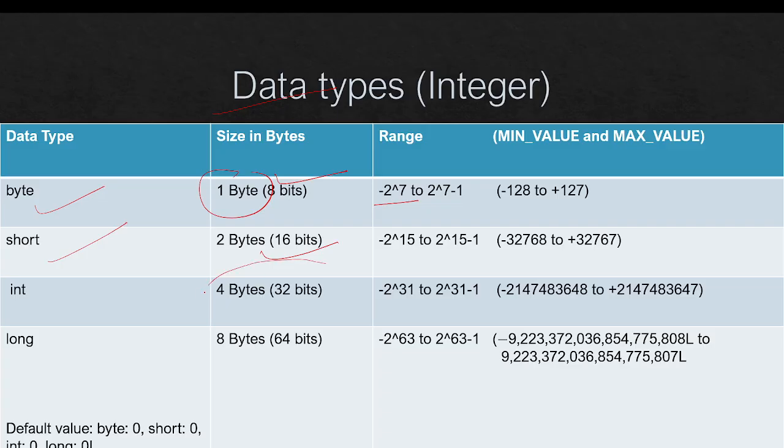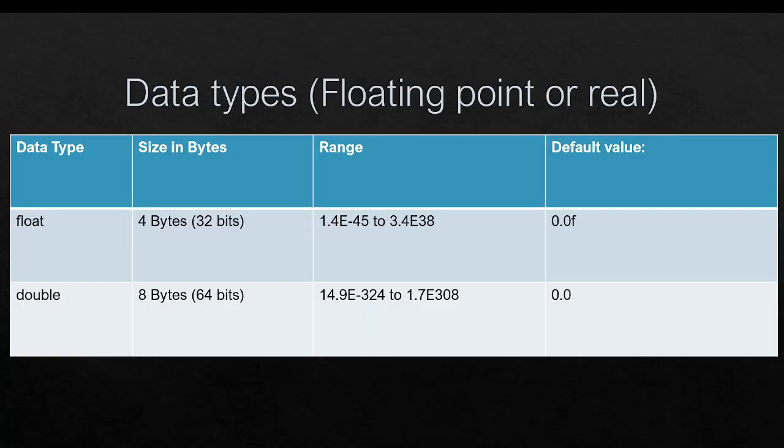Integer is of 4 bytes. Its range is minus 2147483648 to 2147483647. And long is of 8 bytes. Its range is this. Default value for byte is 0, for short it is 0, for integer it is 0, for long it is 0L.